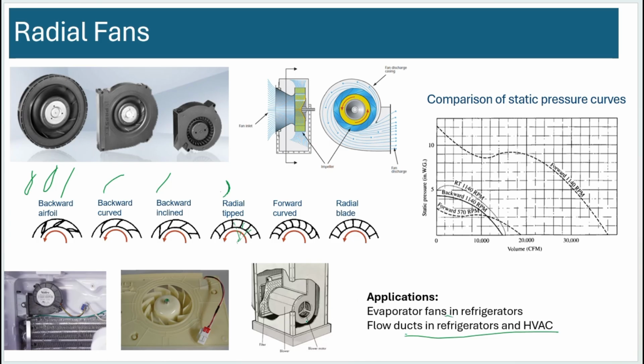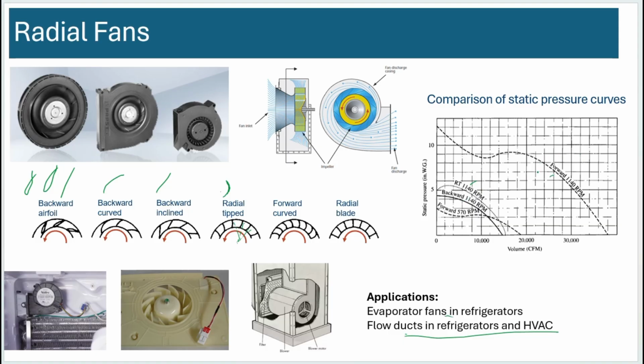They're used as a blower fan in HVAC because in HVAC you have several ducts inside the house, so an axial fan will not be able to generate that pressure. Okay. Here you can see a comparison of the same RPM, 1140 RPM, between different blade configurations.